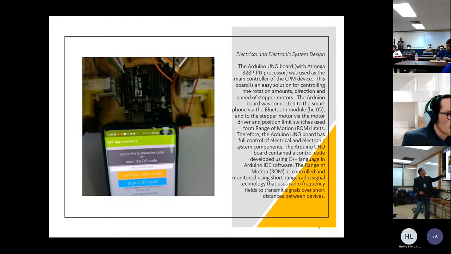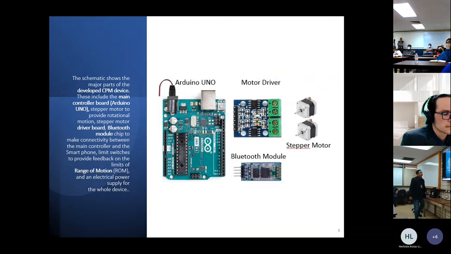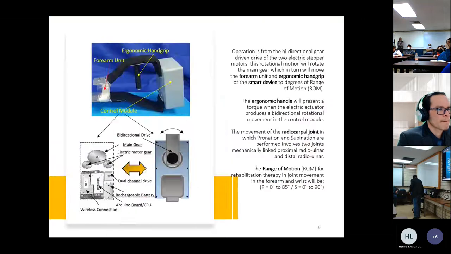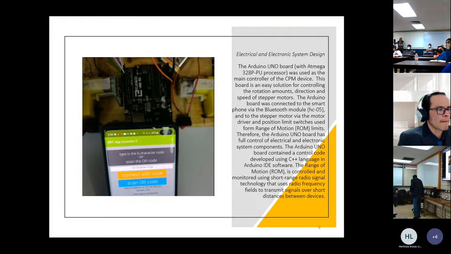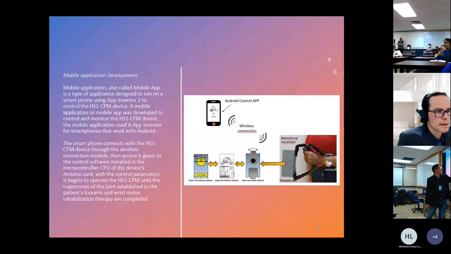What is this? This is a cellular application to connect with this module, with the Bluetooth module, to communicate from the device to the cellular phone. Here we can see the cellular device with the app, the mechanical parts, and this is our system with the passive.